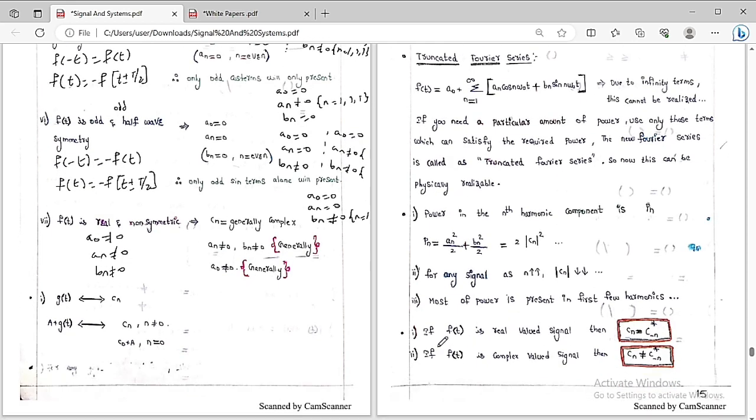The next thing is, if f of t is a real value signal, then C of n is equal to C of minus n conjugate, or vice versa is also true. Cn conjugate is nothing but C of minus n. But if f of t is a complex value signal, then this is not valid.